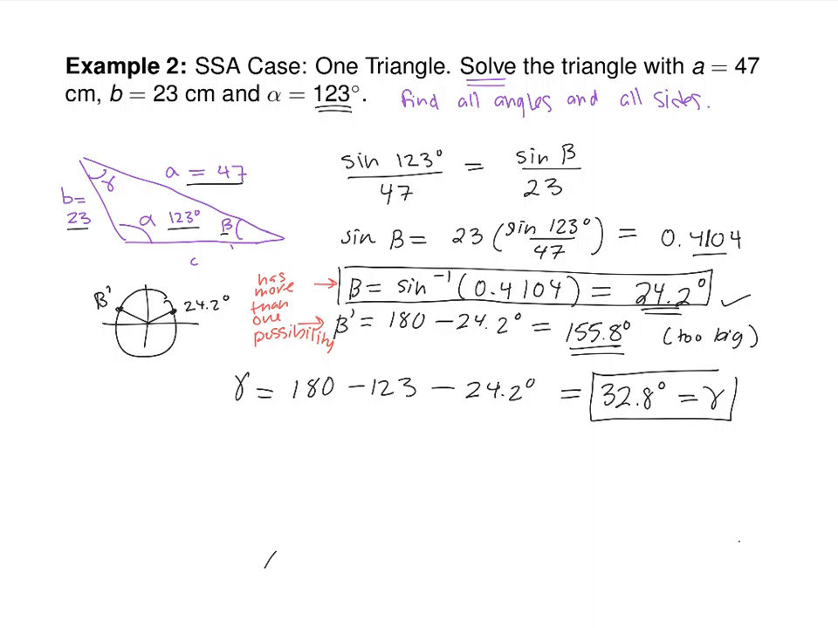Okay, so we know gamma now. What are we missing? It's only to find this side C, right? So let's use the fact that sine alpha over A is equal to sine gamma over C. You could have used beta and B, that would be the same thing.